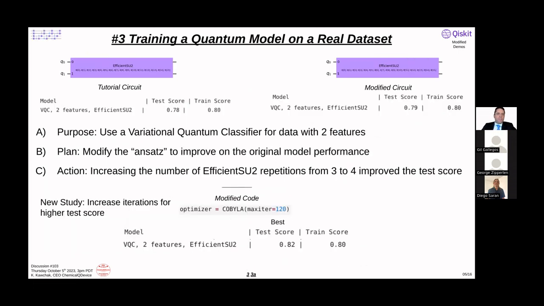Now, this next one is a variational quantum circuit with EfficientSU2. This is another one of their ansatzes, similar to real amplitudes like before. And basically what was done this time is just to increase the total number of iterations. And I was able to get the test score up a little bit.